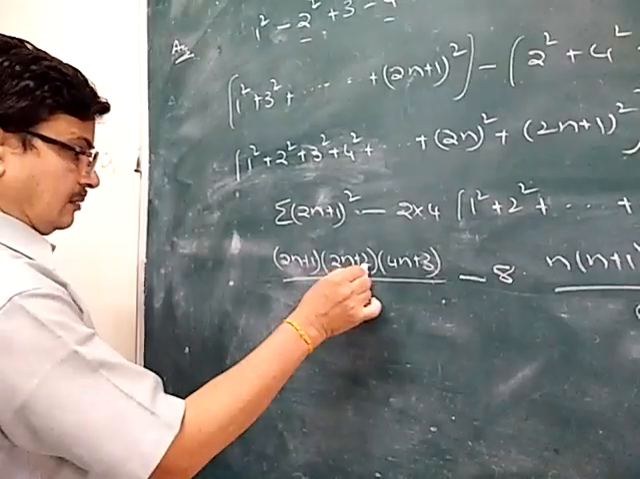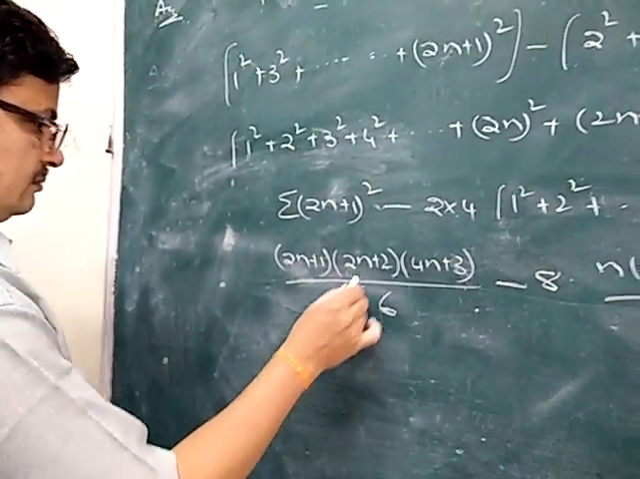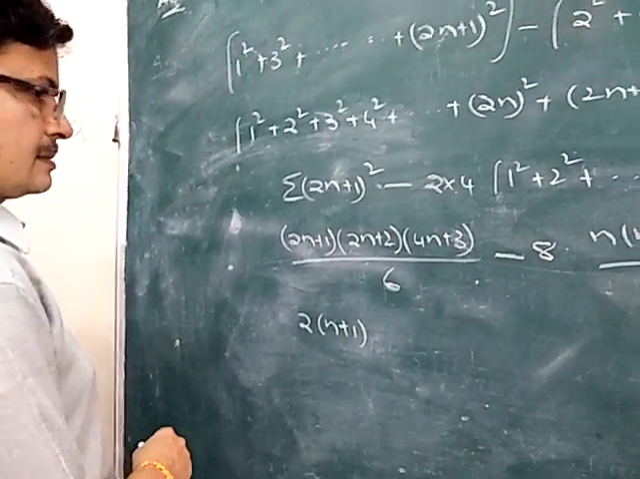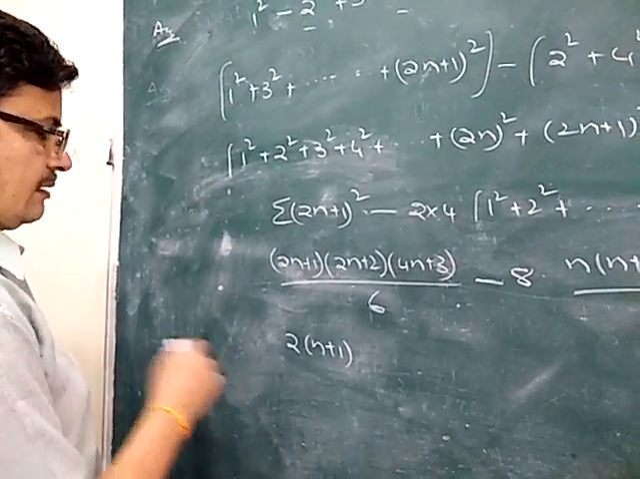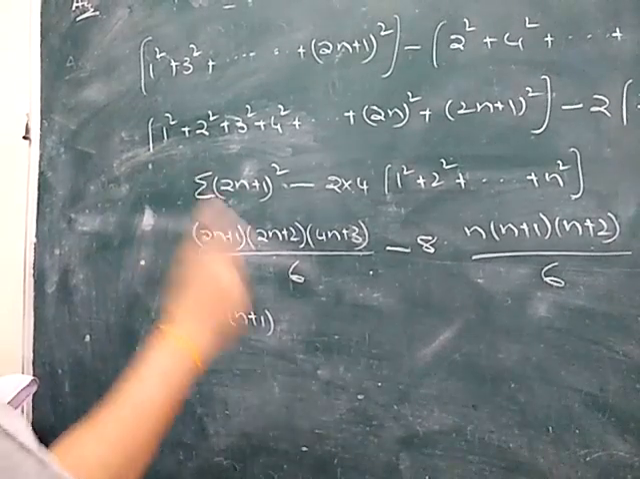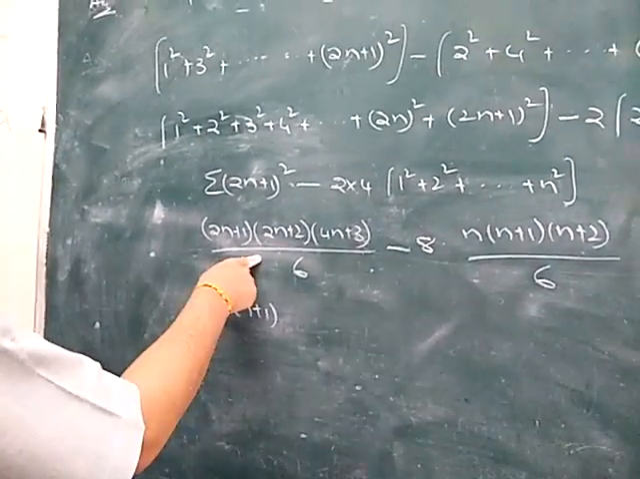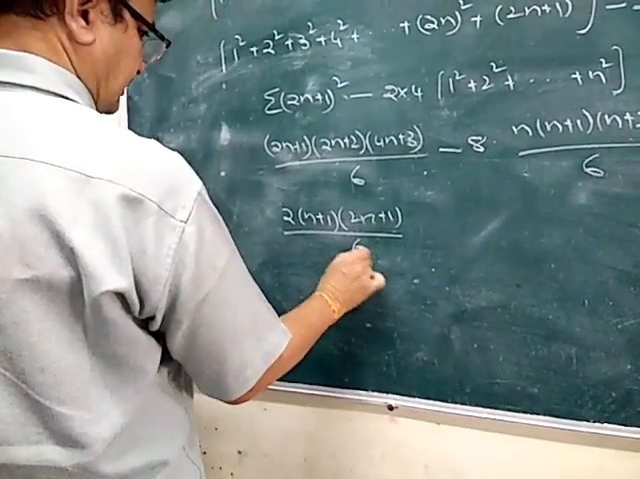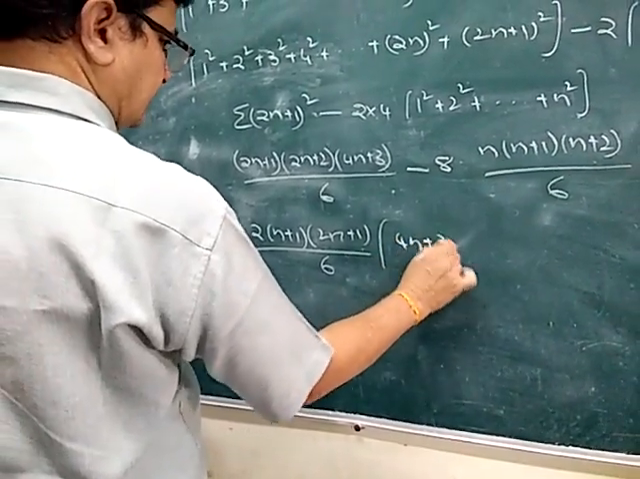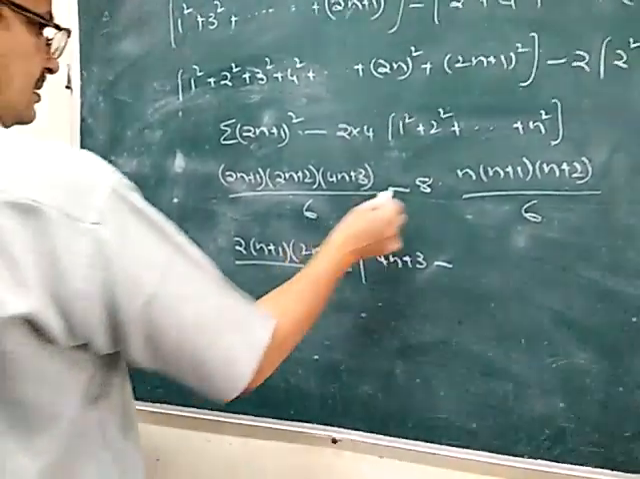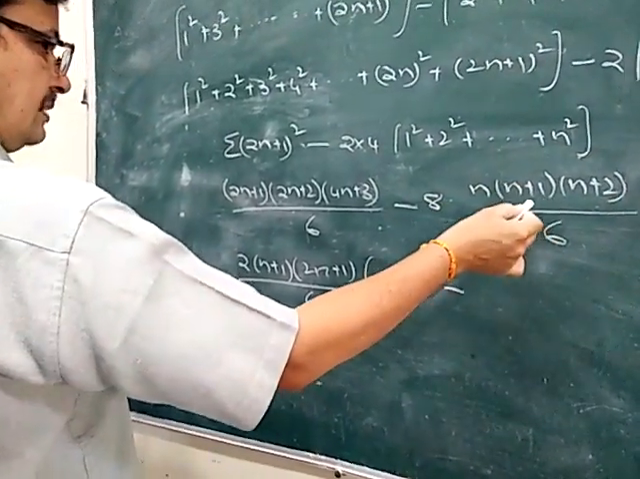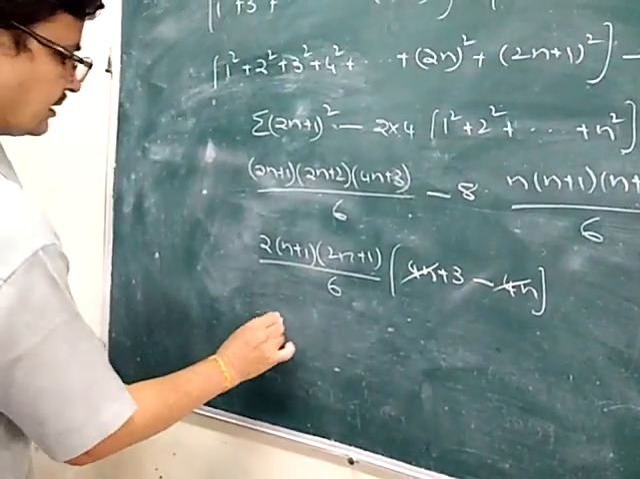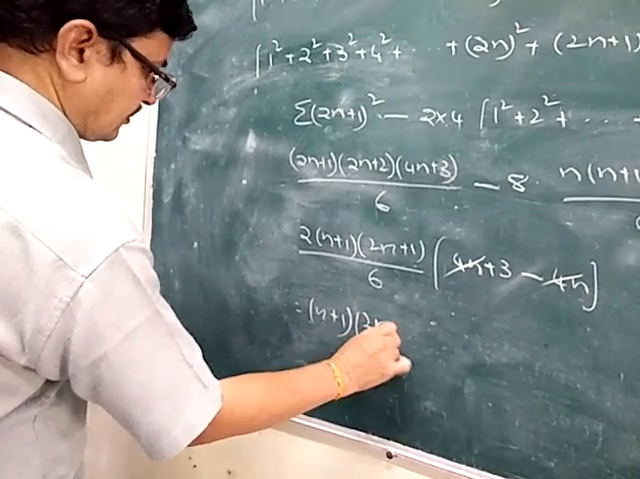So here we are taking common, 2 is common, 2 into n plus 1, and 2 into n plus 1 into n plus 1 into 2n plus 1 is common. N plus 1, 6, 4n plus 3 minus 2 common 4, 4 means n, 4n, 3 cancel, n plus 1 into n plus 1 is common.